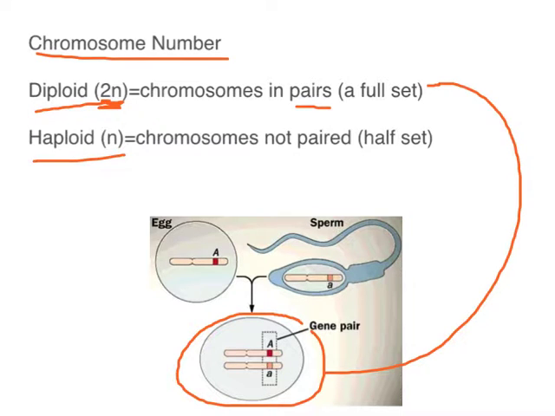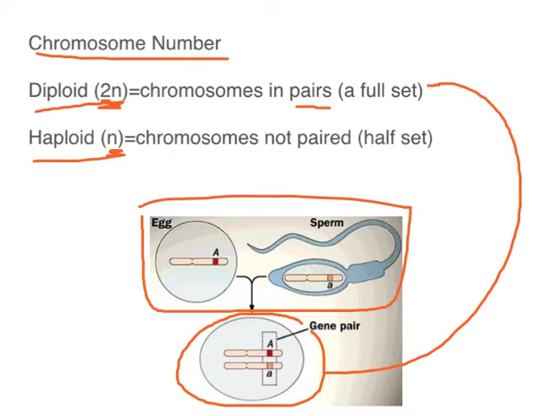The other kind of cell is the haploid cell, and haploid cells have half of the chromosomes, so hopefully you hear the word half in haploid. These are not paired chromosomes. They typically only contain one chromosome of each kind instead of two chromosomes of each kind. So sperm and egg are examples of haploid cells. All right, that'll set us up for the next lesson when we get into meiosis.